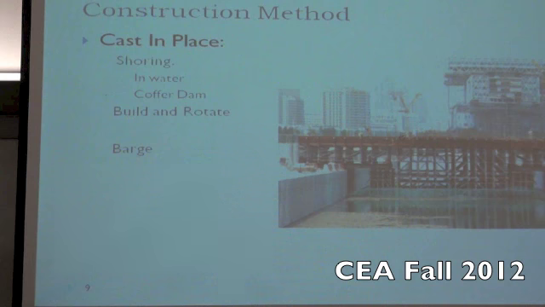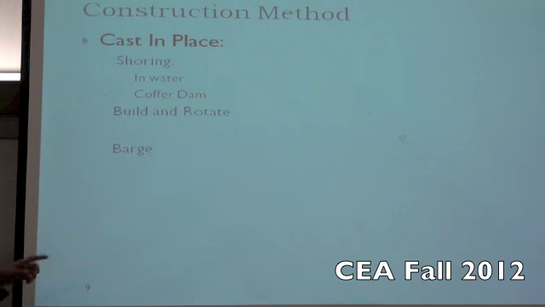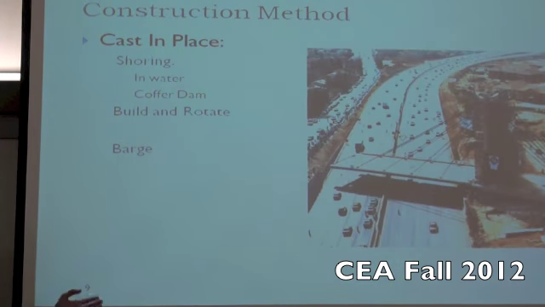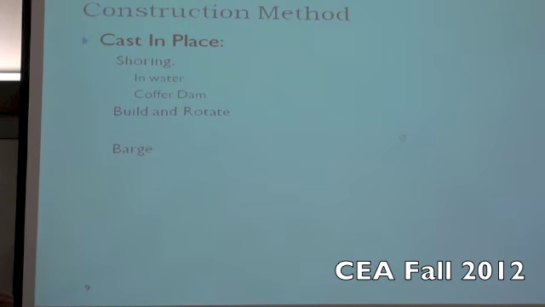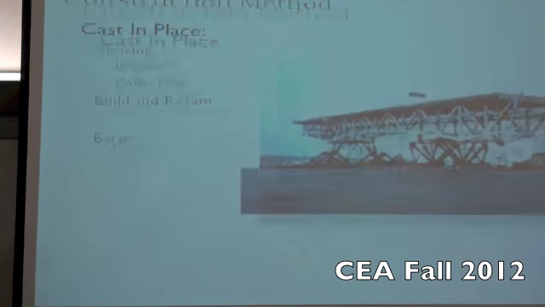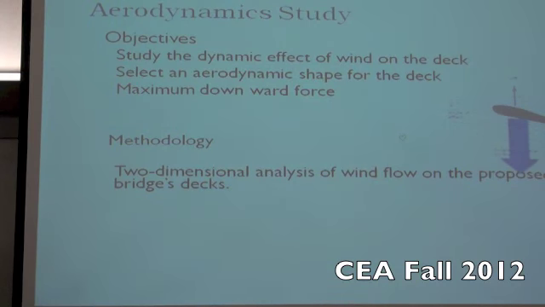So we go for the cast in place by using shoring or a cofferdam, by changing the direction of the water to another branch, or building the bridge on the side of the river and rotating it from the river, or by using a barge. So now I will leave you with the aerodynamics.